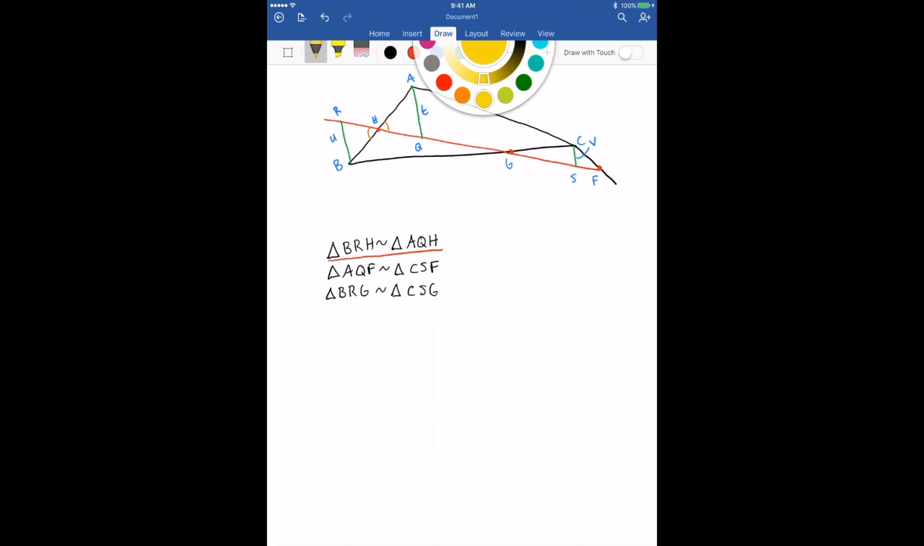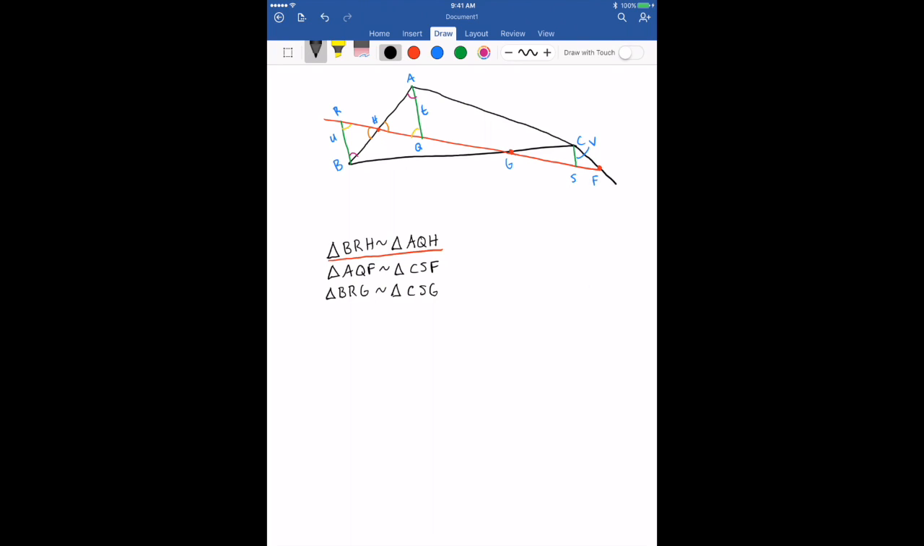We know that BRH is going to be equal to AQH, and you can just read that from the way that it's written in the similar triangles. And then the third angle is going to have no other option but to be equal. So angle QAH is going to be corresponding to RBH. So let's write the ratios for those.